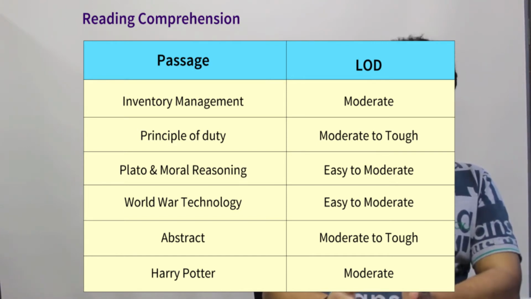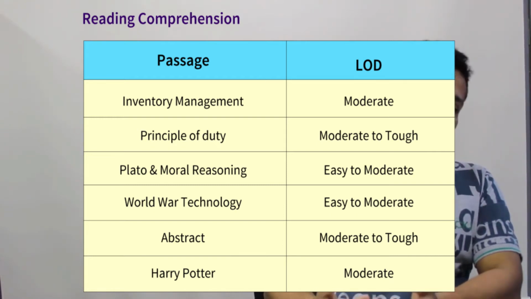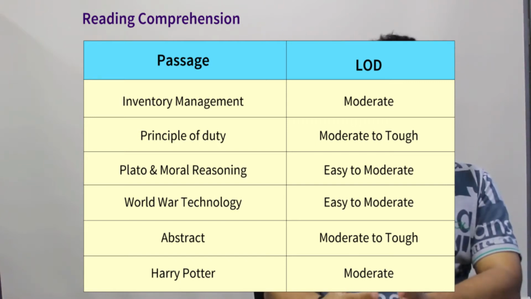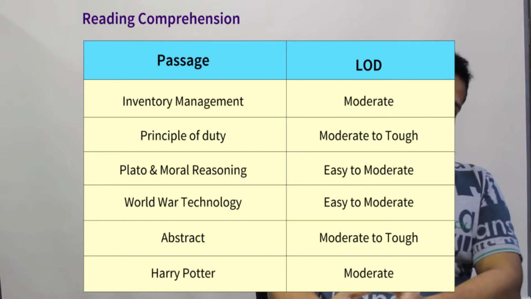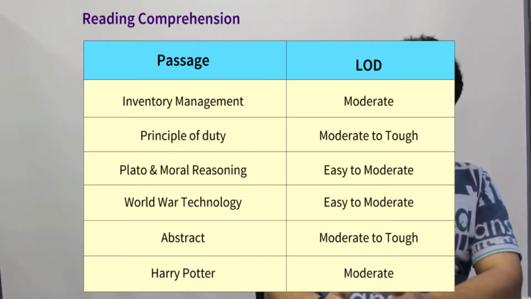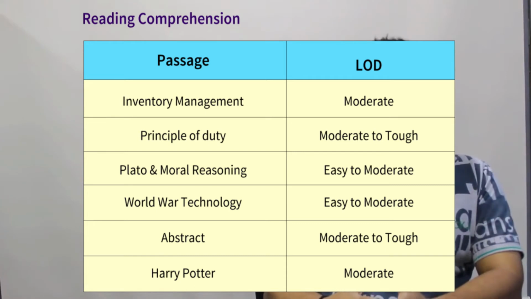Which RCs should you have attempted here? And this often becomes important in a mock where all the questions are either moderate or moderate to tough. So here when I look at these RCs, I observe that there are 2 moderate to tough RCs, one on the principles of duty and one which was an absolutely abstract topic.